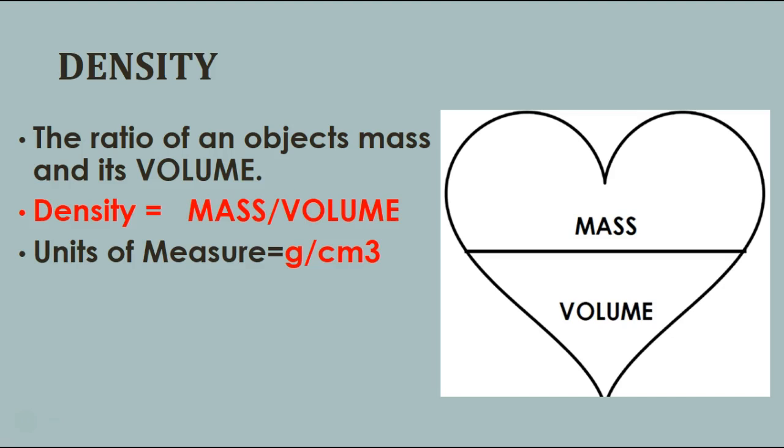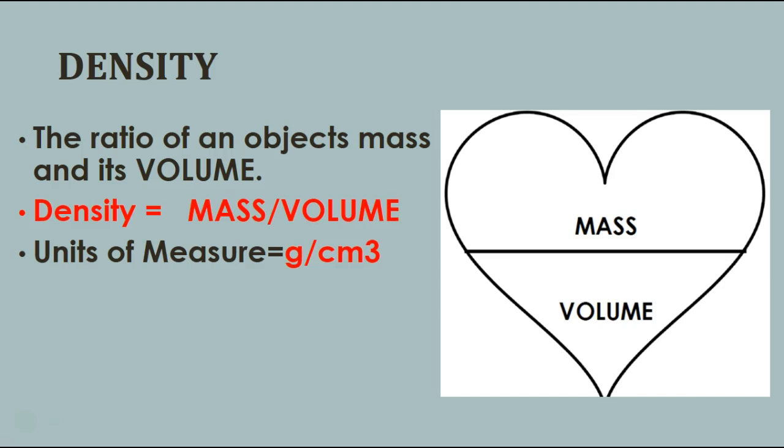I like this picture of the heart divided top and bottom with mass on top and volume on the bottom, because if you look at the top of the heart, it kind of looks like an M for mass. And the bottom of the heart looks like a V for volume. So you could draw a picture of a heart and write the mass in the top of the heart, and then the volume in the bottom of the heart, and that would tell you that you need to divide mass by volume to figure out the density of an object.